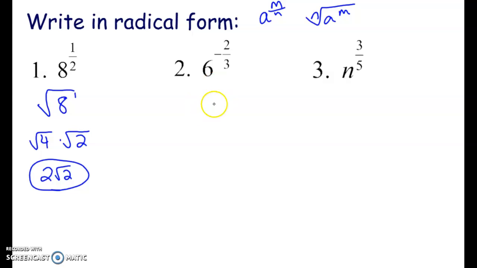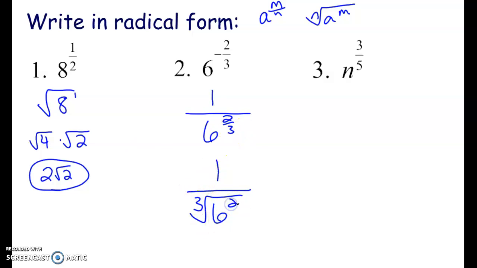The second one, we're not going to simplify all the way down because we can't have a fraction exponent in the denominator of radicals, but we can rewrite this as a radical. So the cube root of 6 squared, we're just going to stop there. Tomorrow we'll expand on this. All right, the 5th root of n to the 3rd.